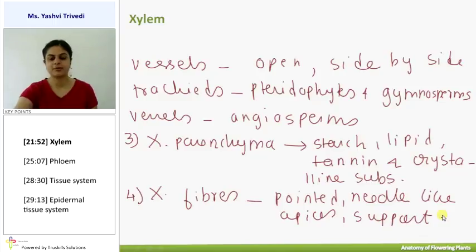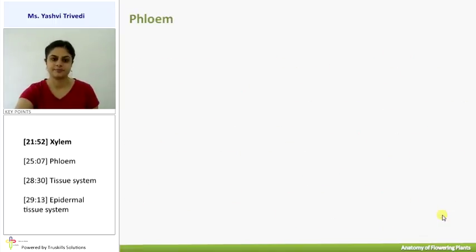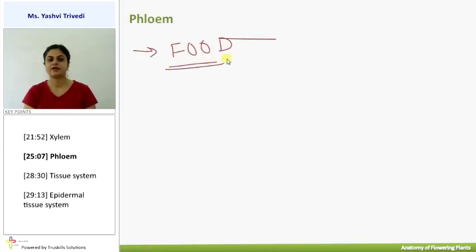Now the second type of conducting tissue is phloem. Xylem was there for the transportation of water and the mineral ions. Phloem, on the contrary, is there for the transportation of the products which are the result of photosynthesis, that is food. So phloem is mainly there for the transportation of food, the result of photosynthesis.